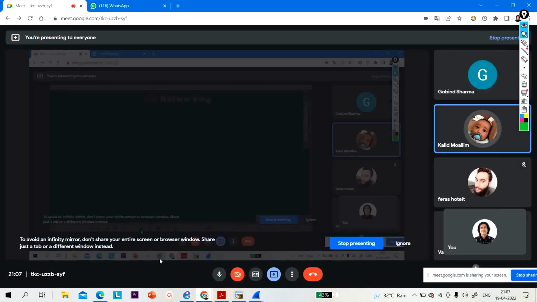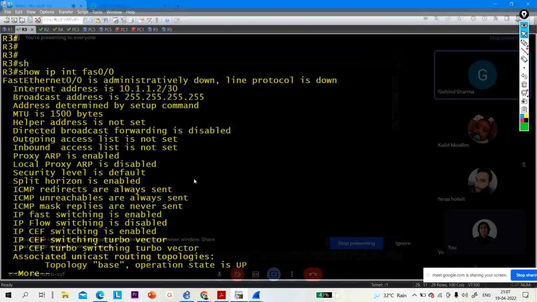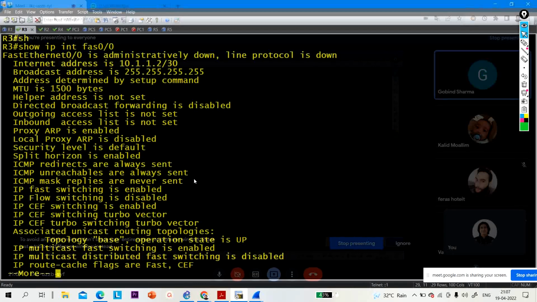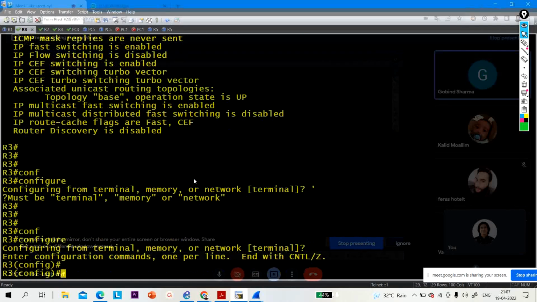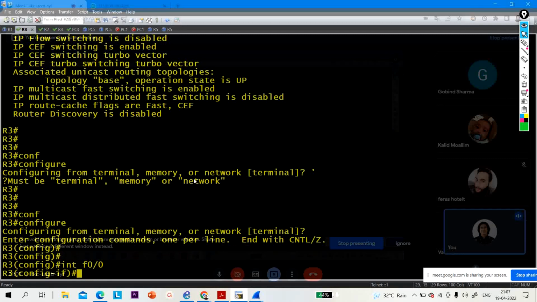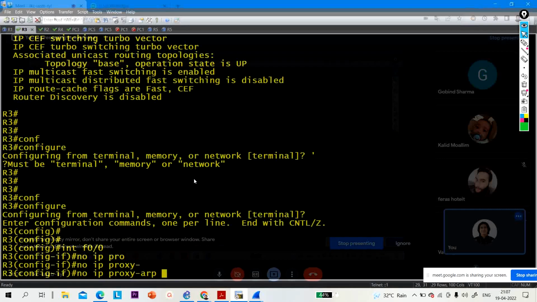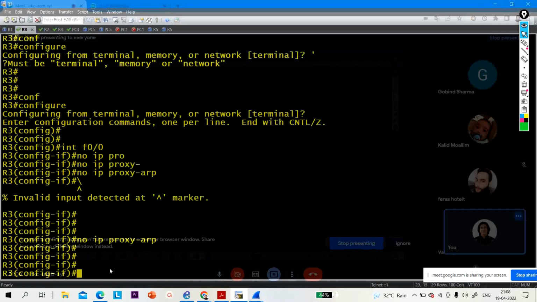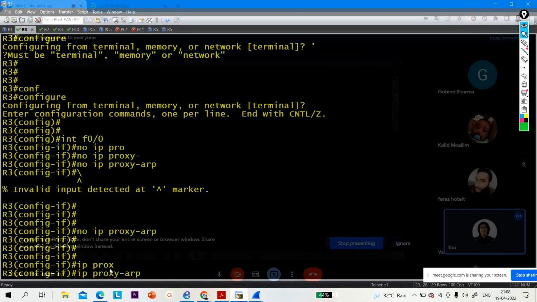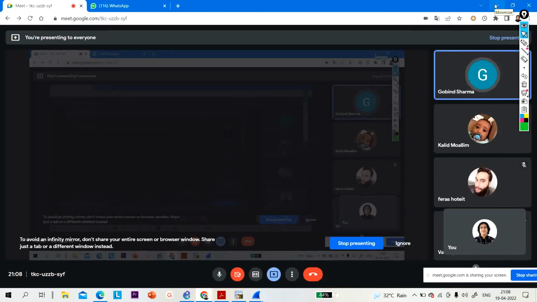How to disable proxy ARP? Okay, let me show you. Go to the interface first of all. Interface FastEthernet 0/0, no ip proxy-arp. See this command: no ip proxy-arp. And how to enable it? ip proxy-arp. By default it is enabled.